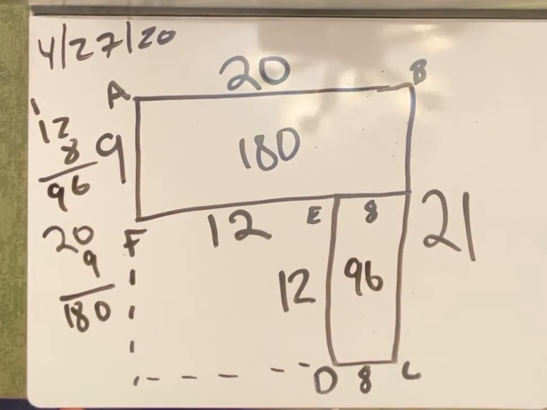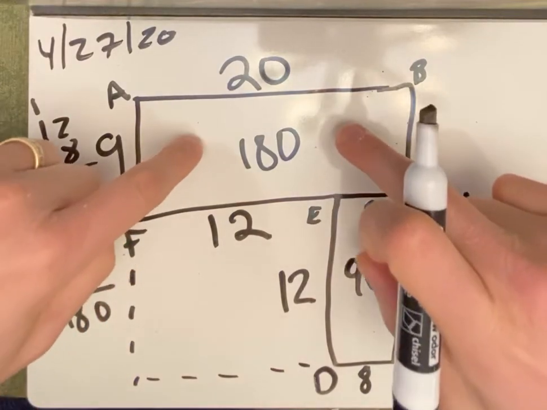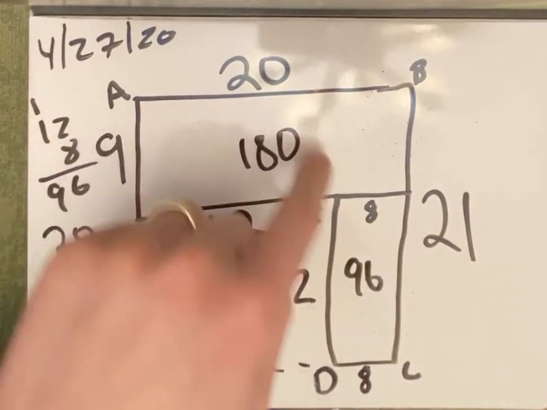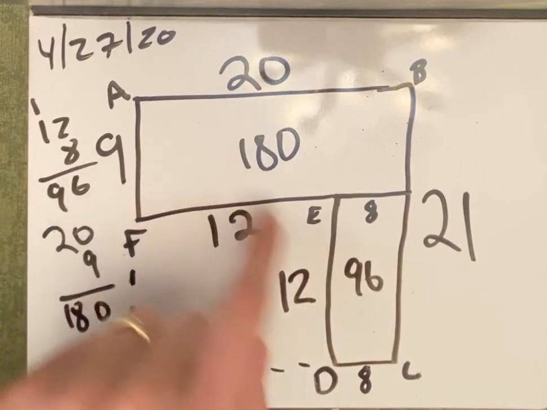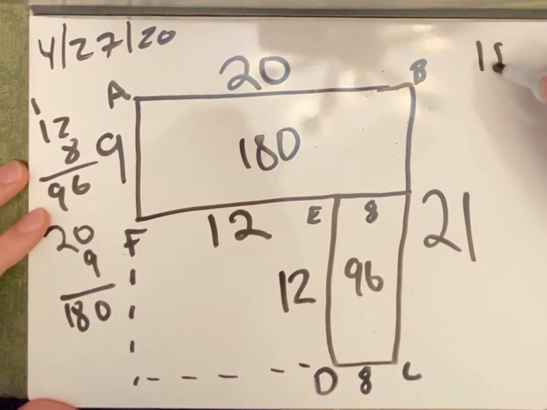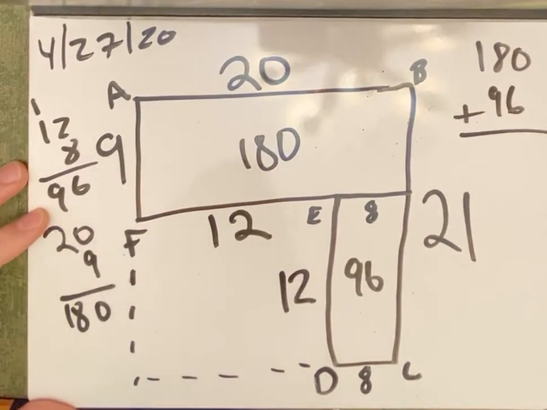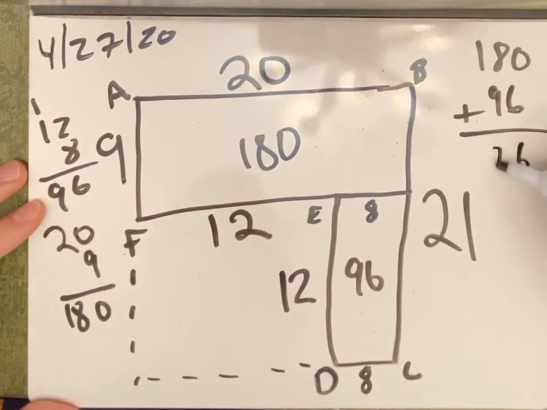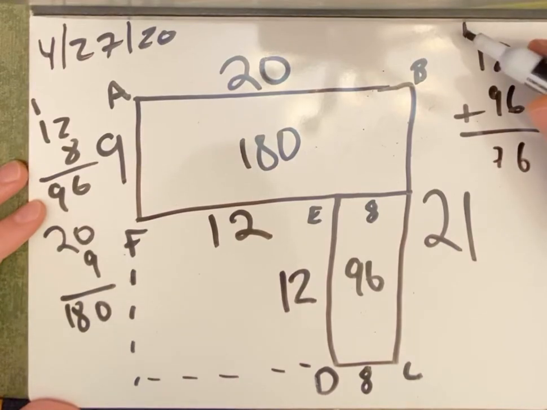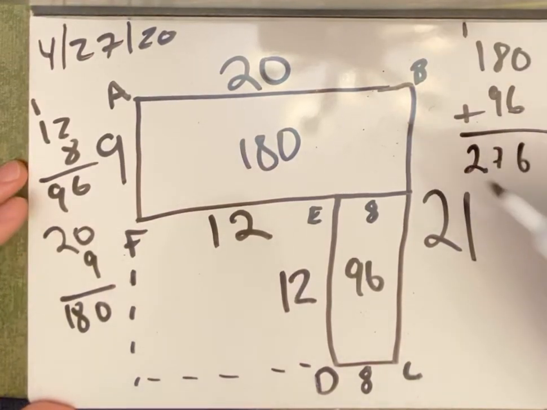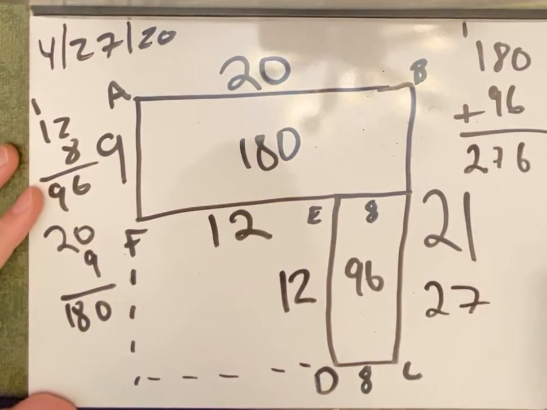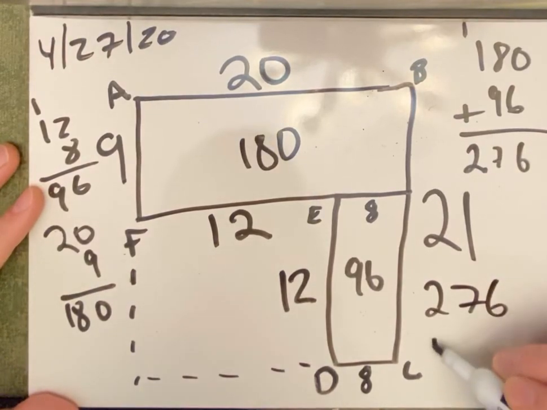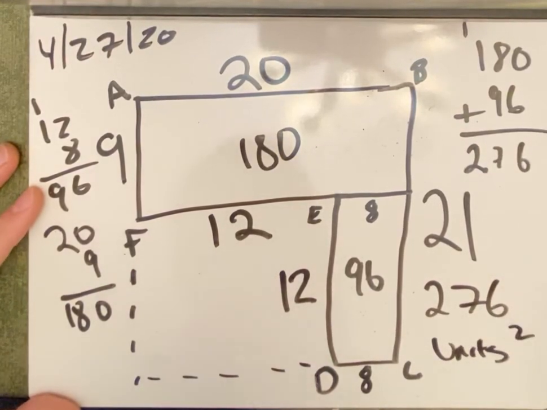Okay, boys and girls? Now I need to do my final step, which is to find the area of this whole shape. And all you got to do is add the two shapes' areas, right? So I got 180 plus 96. We're doing addition. So we got 6, 17, carry the 1. 1 plus 1 is 2. So the area of my irregular polygon is 276 units squared.